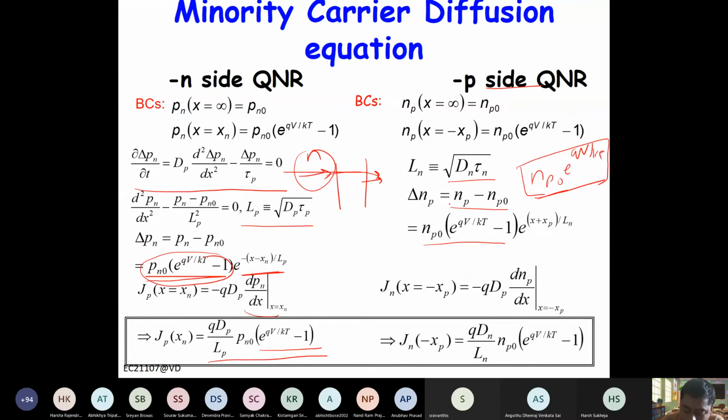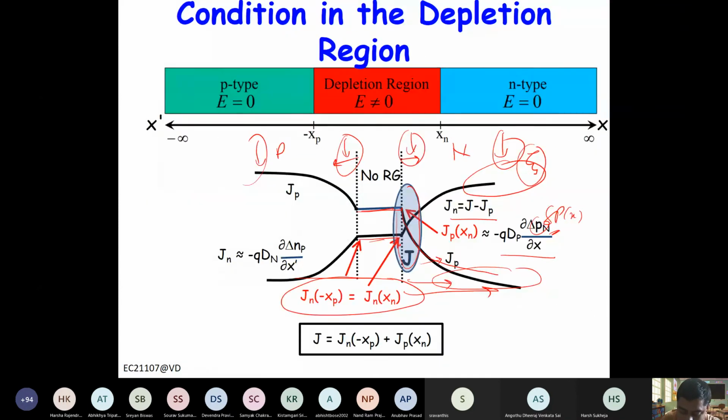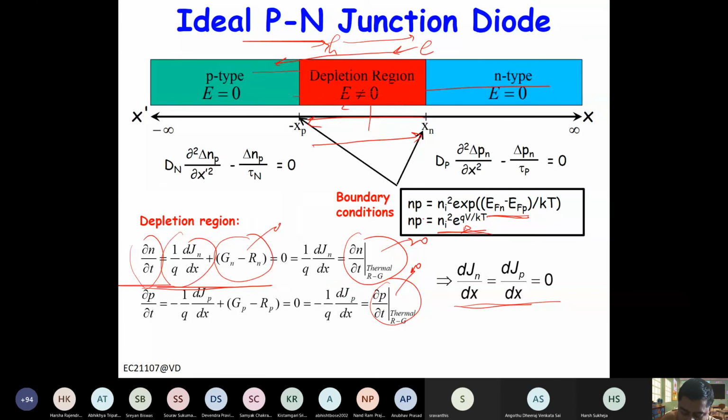But when we write np is ni squared, right? So let me recall the expression here, right?